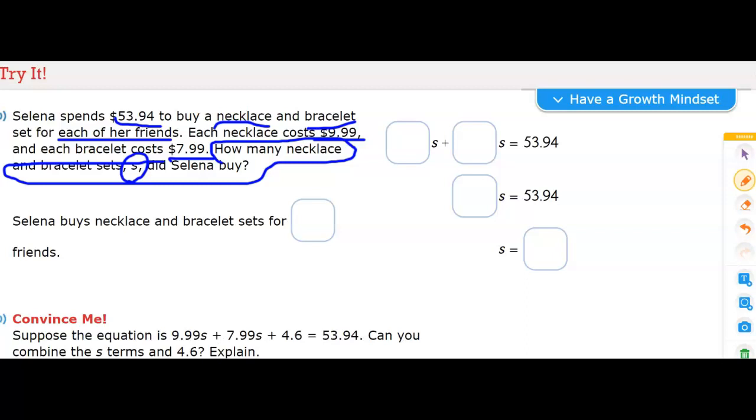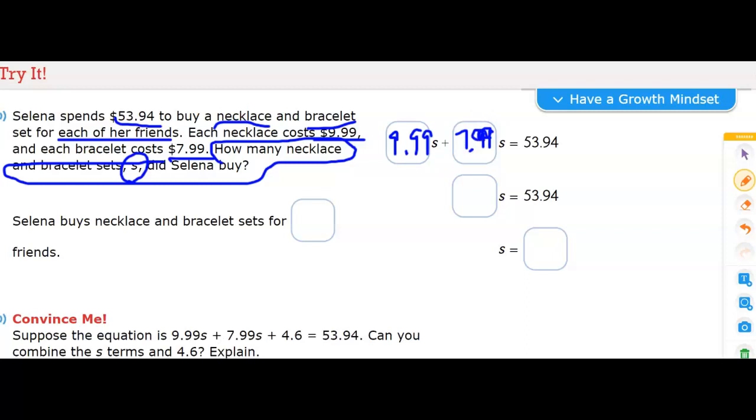So first, they have already identified in the equation the total amount spent here, $53.94. For the number of necklace sets, we don't know, but we know how much they cost. So we're going to put $9.99 here. And then for bracelets, again, we don't know how many she bought, but we know the cost, $7.99.